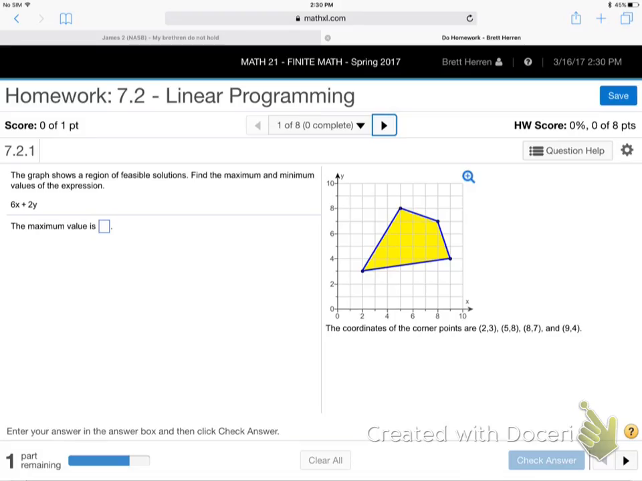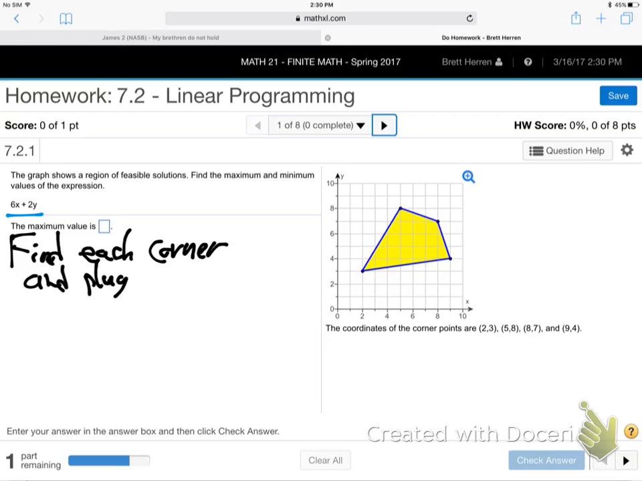So the expression, 6x plus 2y, what you have to do to answer this is you go to each corner, you find each corner, and plug into 6x plus 2y. This will be easy for you. We don't know any reason why in the world we would do this yet. We're just kind of getting the tool ready. We don't know what the wrench is going to do. We're going to get to the real life job in a minute. But for now, let's just get good at using this wrench.